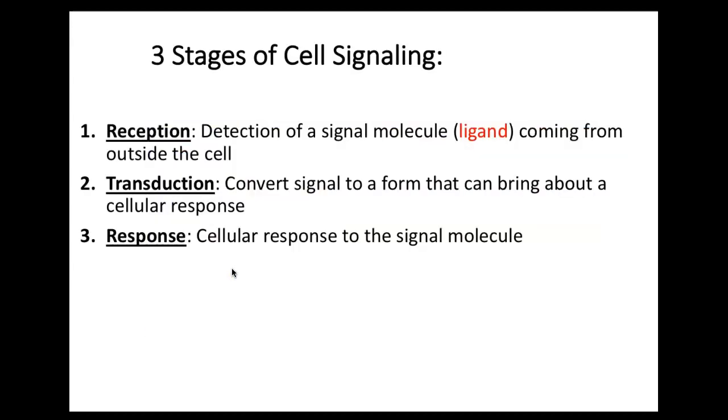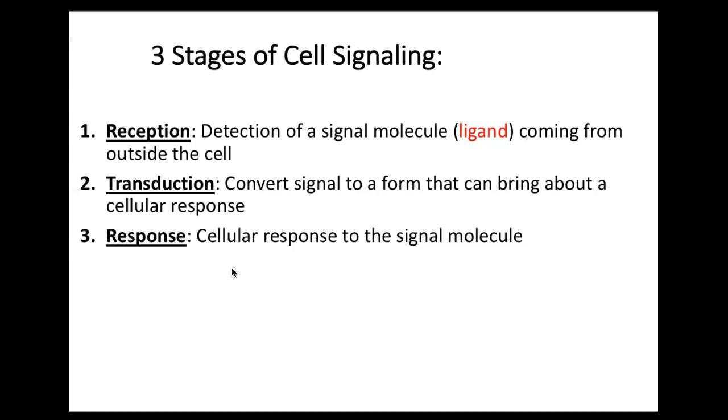So this is just review. Everything I talk about today we've actually covered before. This is just a quick review of the three stages of cell signaling: reception, transduction, response. Reception is going to deal with a signaling molecule or a ligand coming in from outside the cell. Transduction is going to convert that signal to a form that can bring about a cellular response, and the response would be the response. I'm going to go over each one of these, just to jog your memory a little bit.